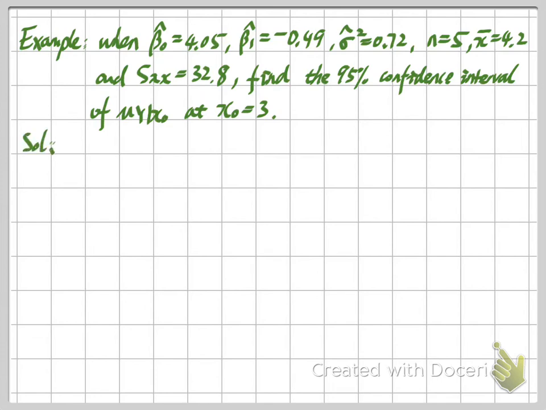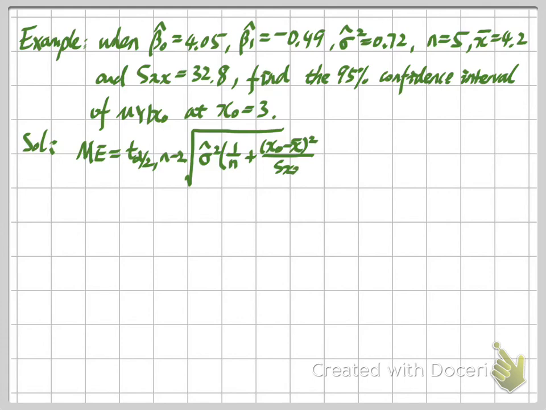Okay, so for this question, the idea of the steps is very similar to our previous example. The first thing is we still want to find our ME. Our ME equals t sub alpha over 2 comma n minus 2, times the square root of the variance, or the standard error. The only difference is that for our mu, this is a little more complicated than for our beta, so we have this equation. Now that we have this formula, what we need to do is plug in our values. Similar to the previous question, because we have 95%, alpha is equal to 1 minus 95%, so alpha is equal to 0.05.